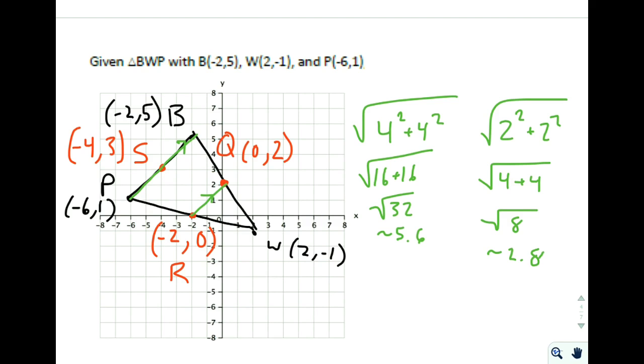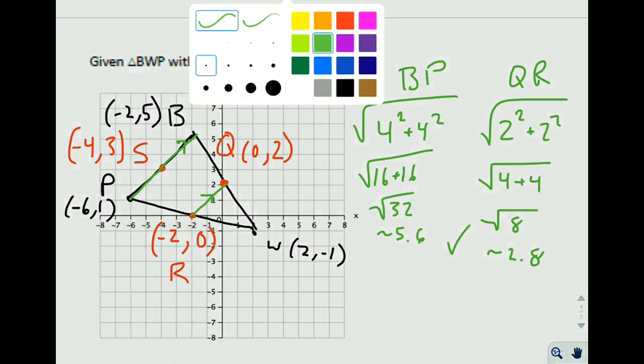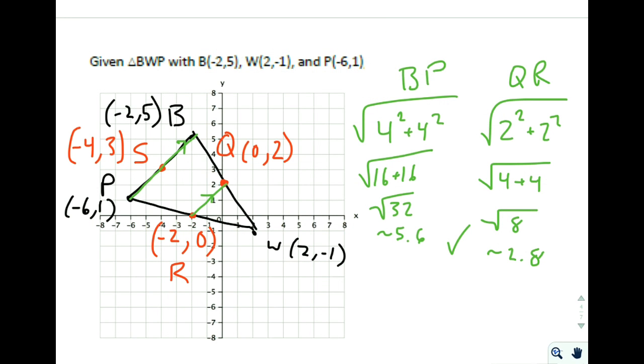2.8 approximately. If you compare these approximations, the BP is in fact twice as long as QR, the midsegment, so that works out. If you know how to reduce these, you could reduce these to 4 root 2 or 2 root 2. If you don't remember how to do that from Algebra 1, that's fine. You can just use the decimal approximations and compare those. But otherwise, if you were to simplify these, you would see that one is twice as big as the other.